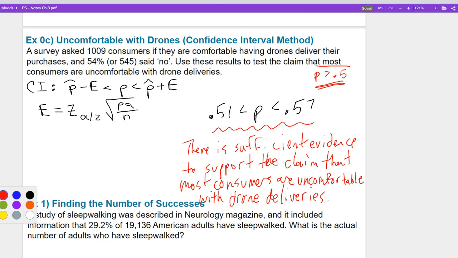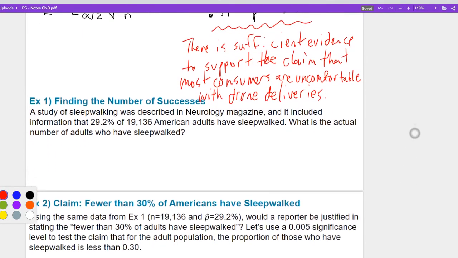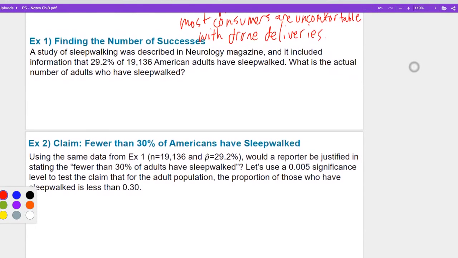Now remember, the confidence interval method isn't quite as good as the other two. We don't like it as much. It doesn't lead to the same results all the time, just sometimes. So we'd rather do the other methods.